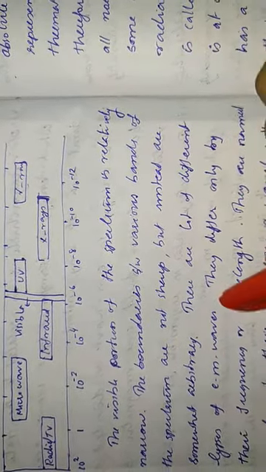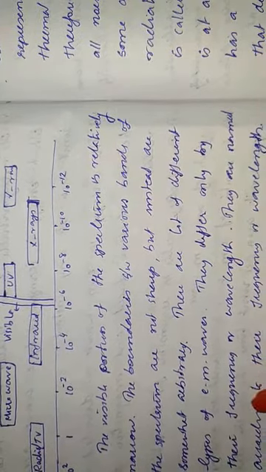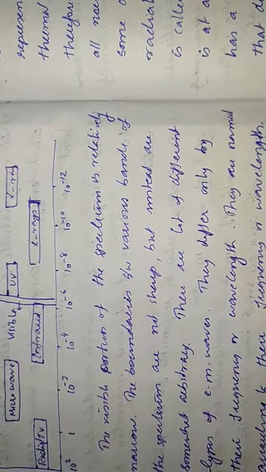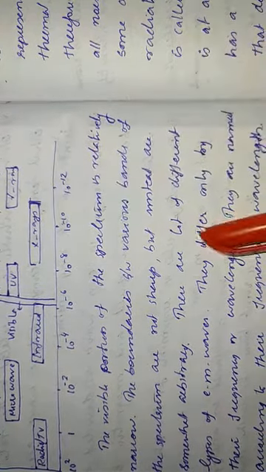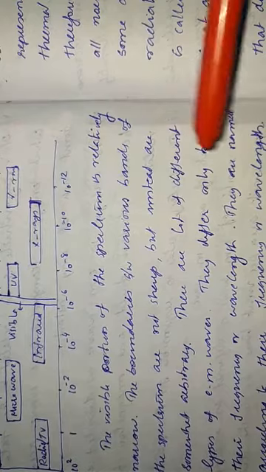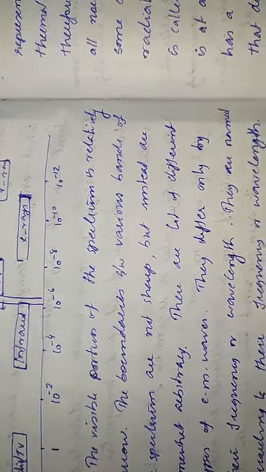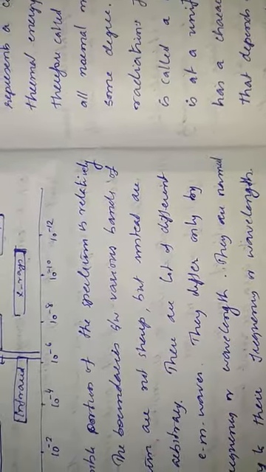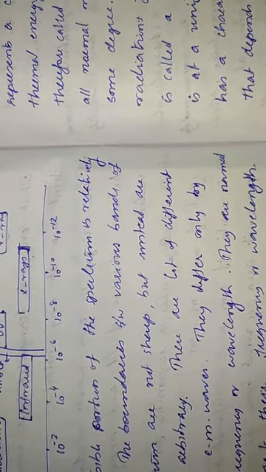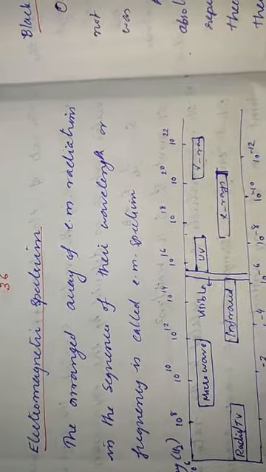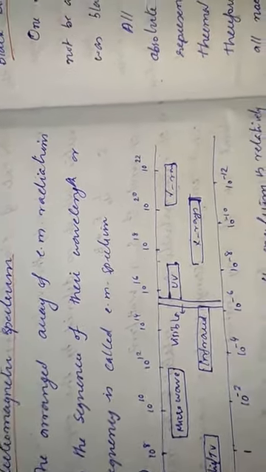There are a lot of different types of electromagnetic waves. They differ only by their frequency or wavelength. They are named according to their frequency or wavelength. So this is our electromagnetic spectrum of sun, and there can be any kind of radiations with different frequency or wavelength, and they are named according to their frequency or wavelength. So this is about electromagnetic spectrum. So we have seen what is electromagnetic wave and its characteristics, and now we discussed the electromagnetic spectrum.